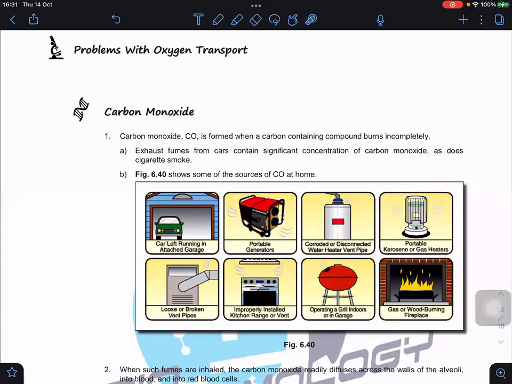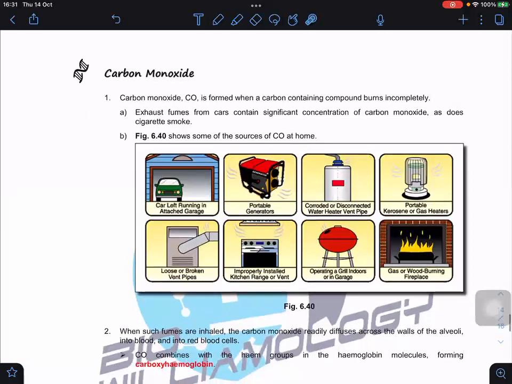So carbon monoxide, or we call it CO, is formed when carbon-containing compounds burn incompletely. For example, a car left running in an attached garage, a portable generator, or a corroded or disconnected water heater pipe. Those are incomplete combustions, and what will happen here is they are going to produce CO. Particularly in the past, in European countries during winter, we would burn charcoal and wood to heat up the house, right? The chimney there. So this is one of the main sources of carbon monoxide.